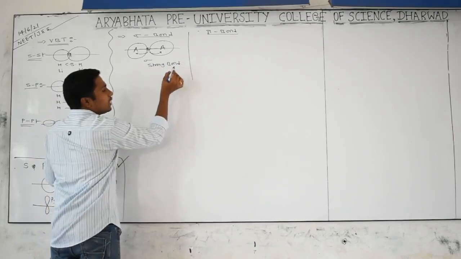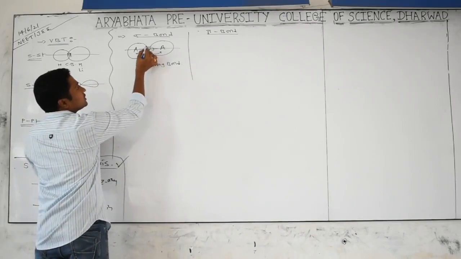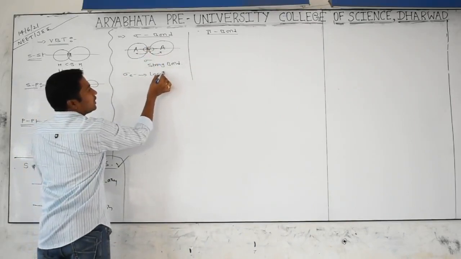Can we identify the sigma bonded electrons? Yes, they are on the internuclear axis. That's why sigma electrons are called localized electrons.